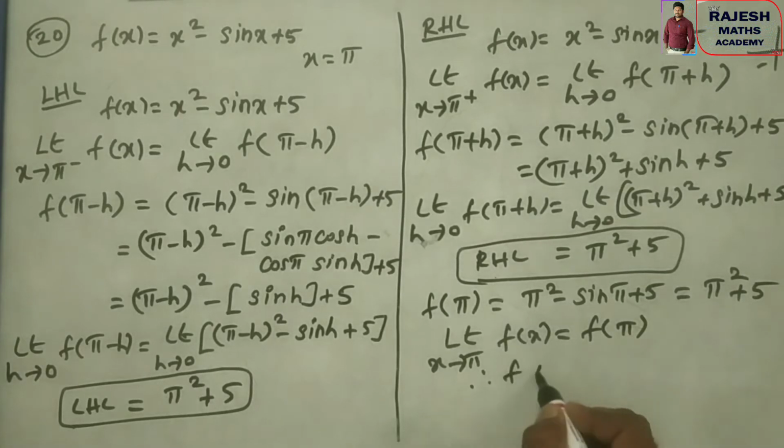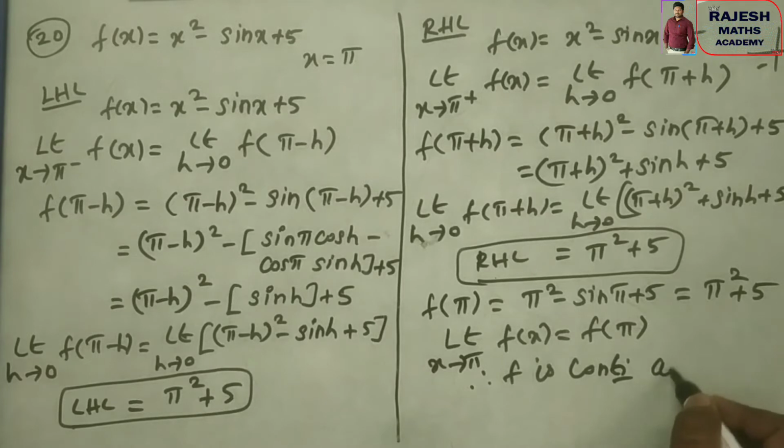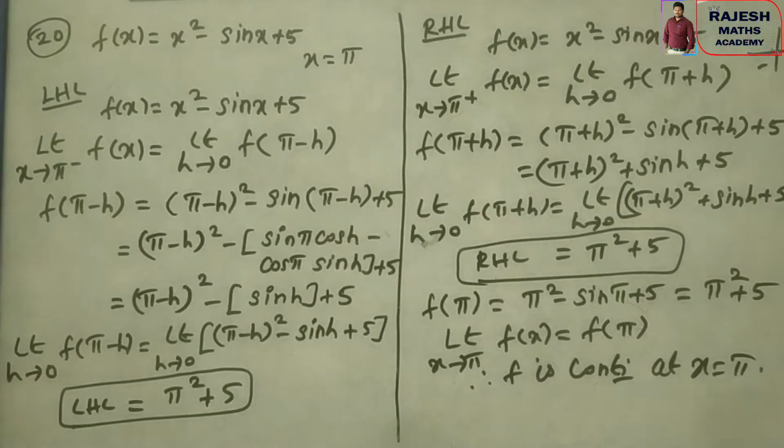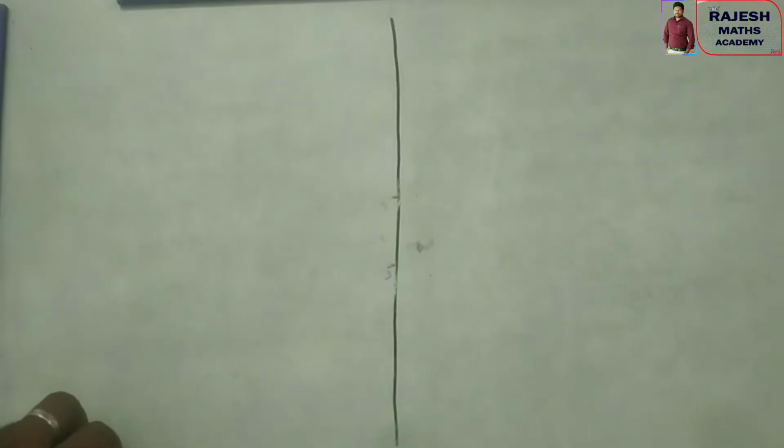Therefore I can say that f is continuous at the point x equal to pi. Clear? Next, the 21st question we will see. In the 21st question, sin x and cos x are given. So we will first prove the continuity of sin x and cos x, and then we will execute problem number 21.